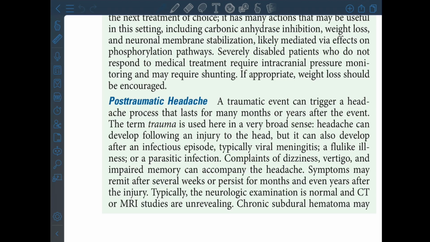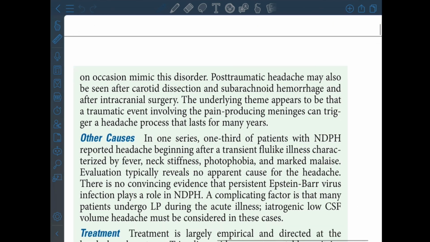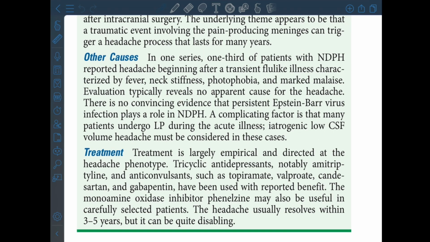Typically, the neurologic examination is normal and CT or MRI studies are unrevealing. Chronic subdural hematoma may, on occasion, mimic this disorder. Post-traumatic headache may also be seen after carotid dissection and subarachnoid hemorrhage and after intracranial surgery. The underlying theme appears to be that a traumatic event involving the pain-producing meninges can trigger a headache process that lasts for many years.